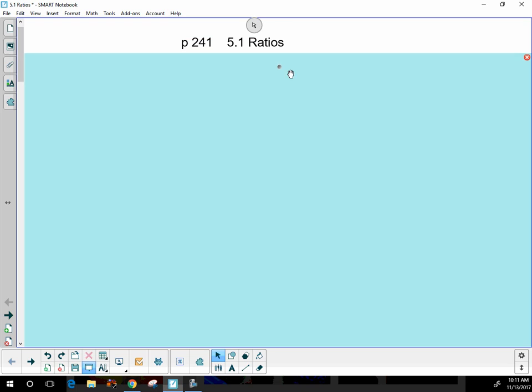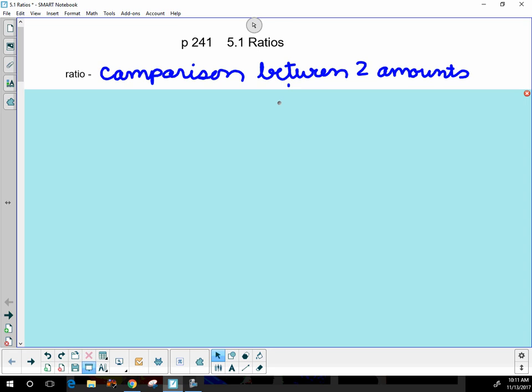Let's talk about ratios. First, we have to figure out what a ratio is. The definition of a ratio is a comparison between two amounts. It's a comparison of two different amounts.